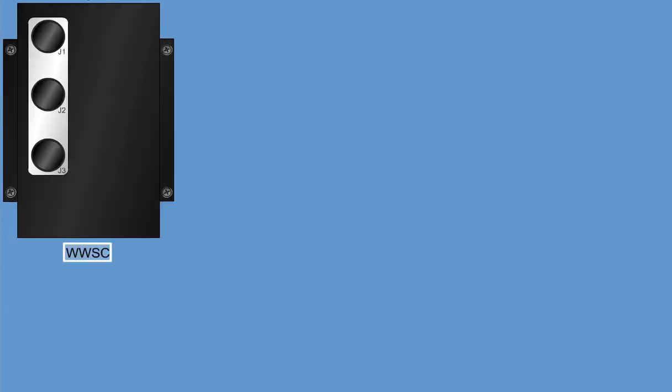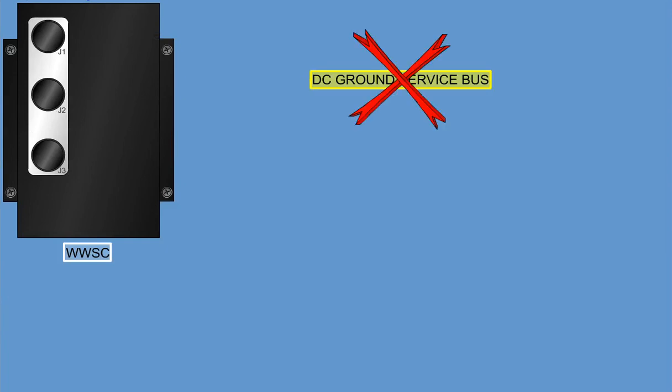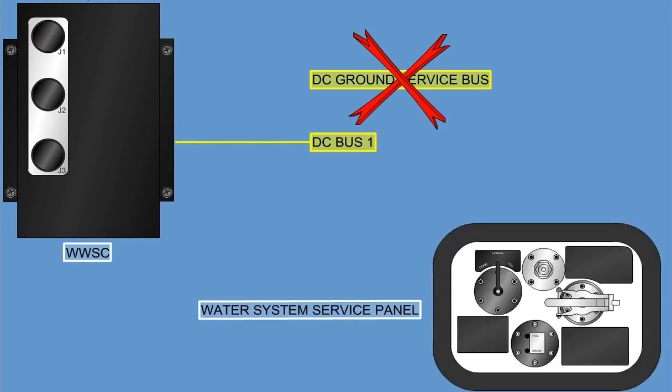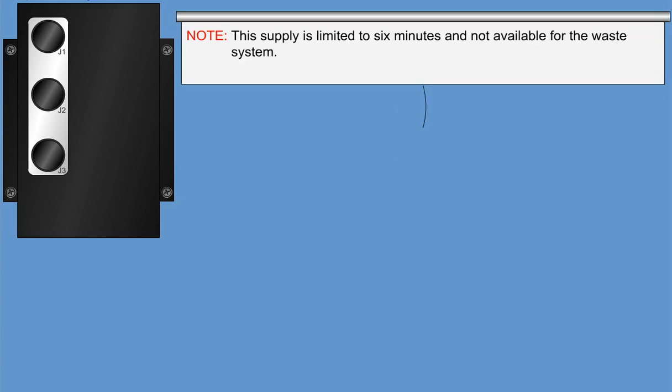The WWSC is normally powered from the DC ground service bus. If this one fails, power is supplied from DC bus 1. If the water system service panel is open and no other power supply is available, the WWSC will automatically switch to the hot bus. Note, this supply is limited to 6 minutes and not available for the waste system.